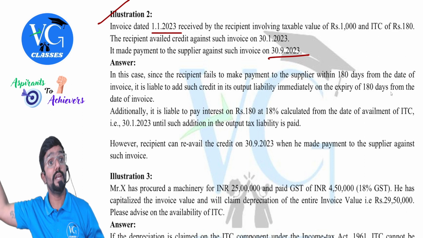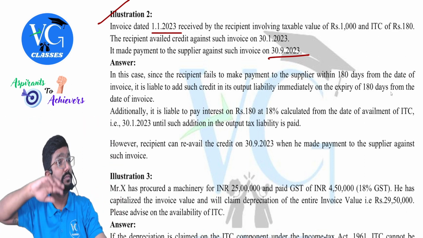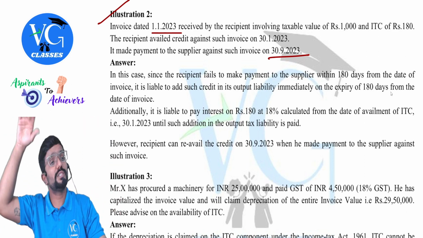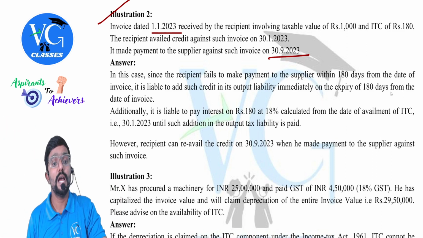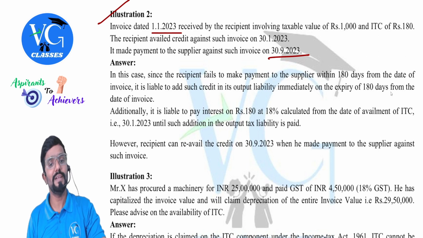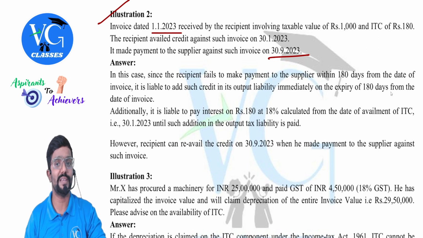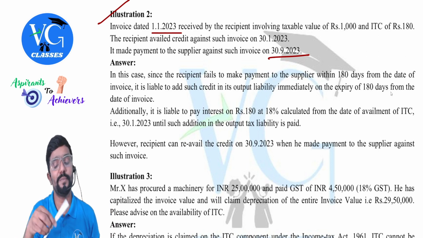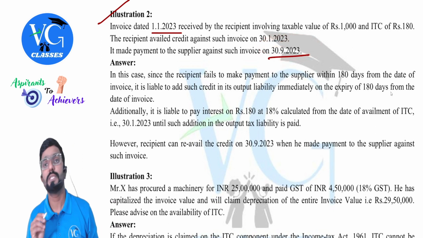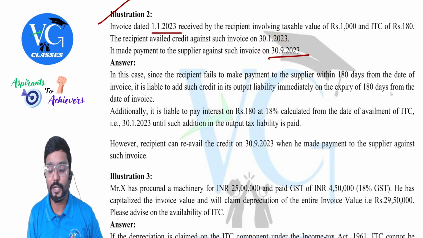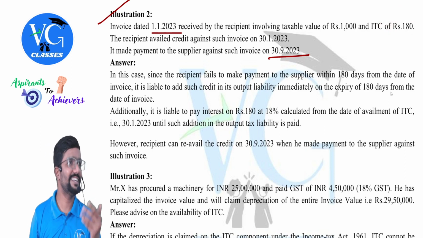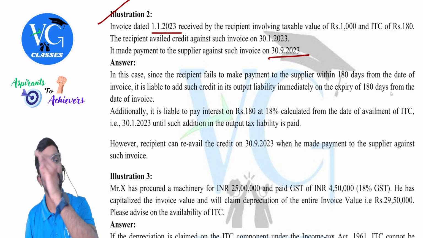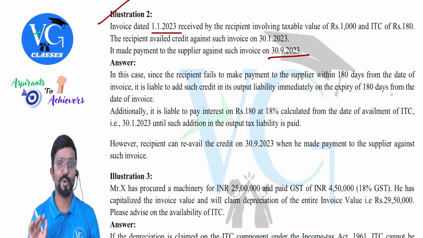Sir, what if it is further delayed? He didn't pay on 20th July also. He is paying it in August or September. The interest will keep on running. However, the recipient can reavail the credit when he makes a payment to the supplier against such invoice. When did the recipient make the payment? 30th September. So, can he get back the credit of 180 rupees, guys? Yes. Sir, will he get interest also? No. Interest is gone. The 180 credit, you can reavail.